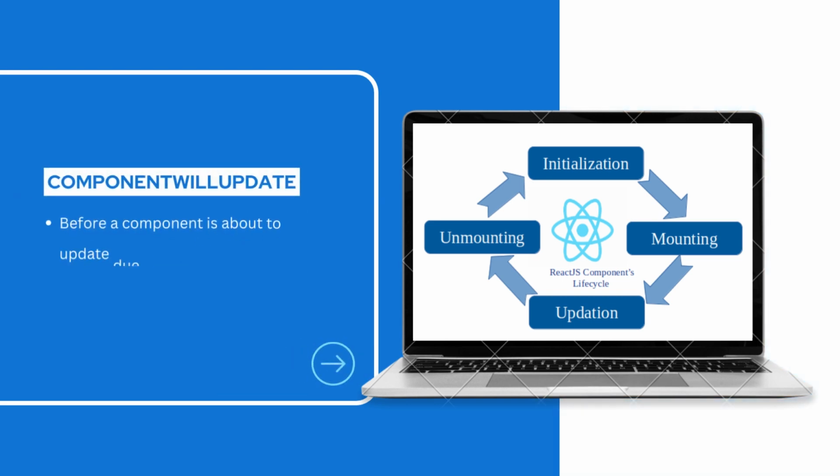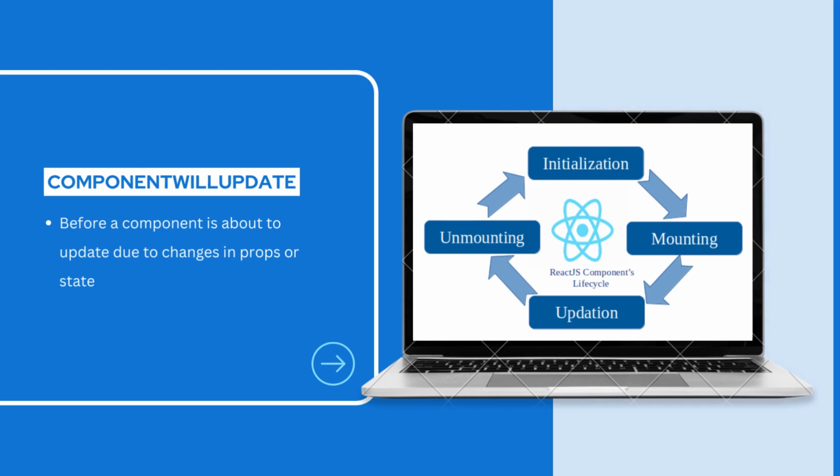So the next method is componentWillUpdate, which is similar to componentWillReceiveProps. ComponentWillUpdate is a legacy lifecycle method that is called just before a component is about to update due to changes in props or state. Like componentWillReceiveProps, it is no longer recommended for use. You could use componentWillUpdate to perform actions like preparing for an animation, or updating a component's state based on new props before the actual update occurs.